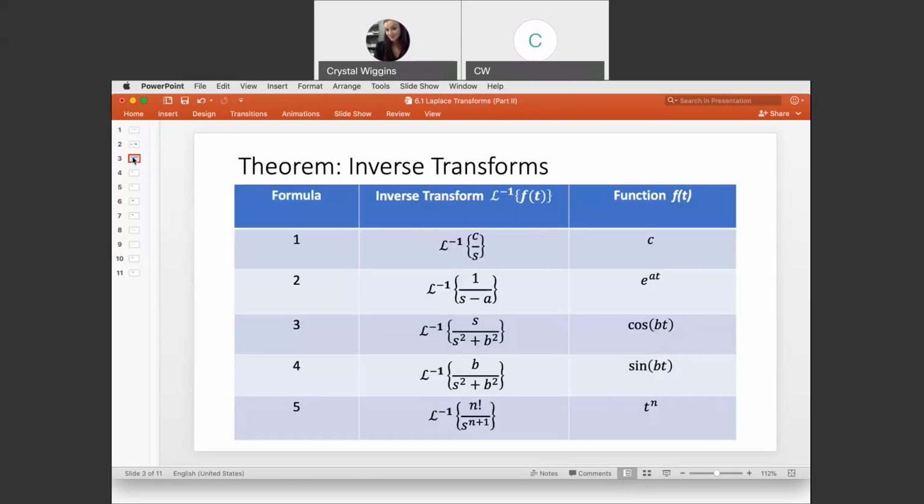So today we want to introduce the theorem about inverse transforms. Last class we were using a table very similar to this one, but we were taking the Laplace transform of the function to get this formula that we filled in to give us the result. But now we're going to go backwards. We're going to be given the result and take the inverse to get back to the original function. So without further ado, let's do some examples so we can see how this works.